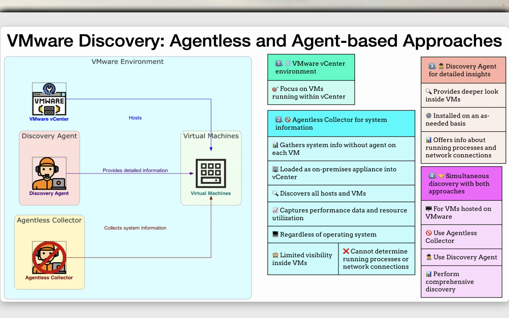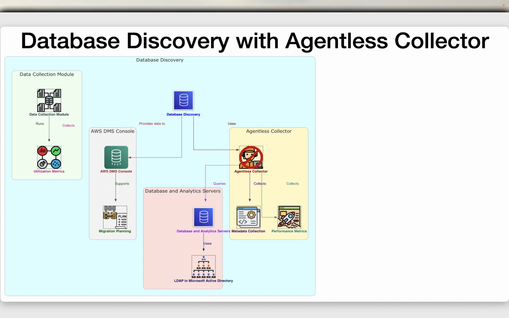Simultaneous discovery with both approaches. For VMs hosted on VMware, it is possible to use both the agentless collector and discovery agent simultaneously to perform a comprehensive discovery. Next one is database discovery with agentless collector. Because it's a database, we have to use agentless.